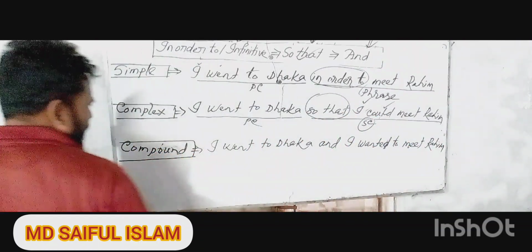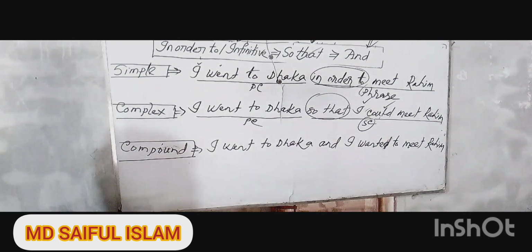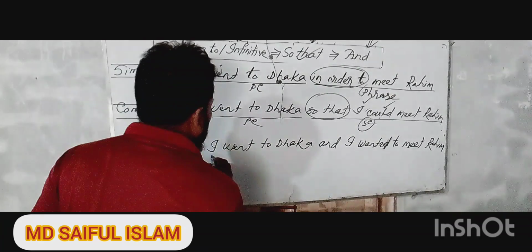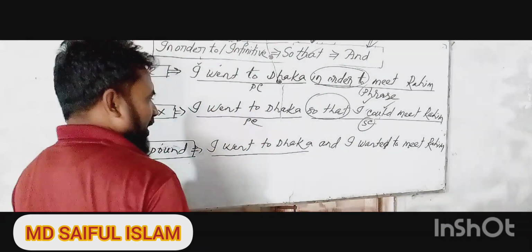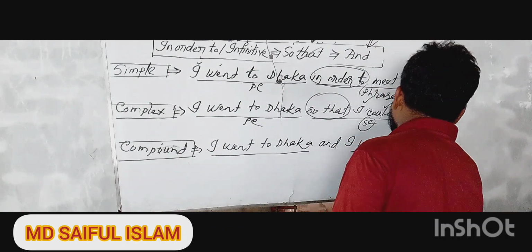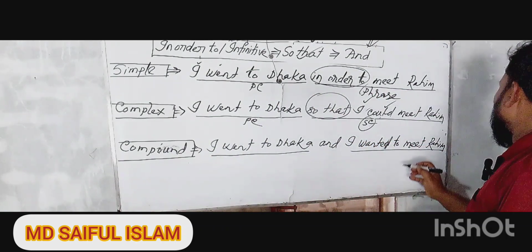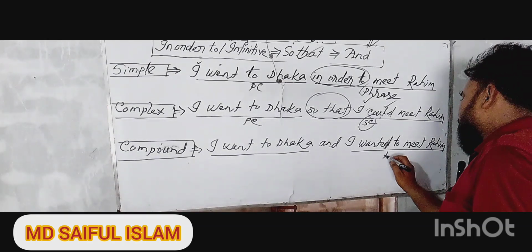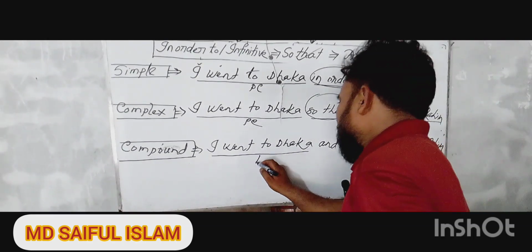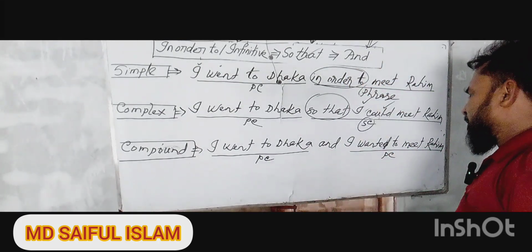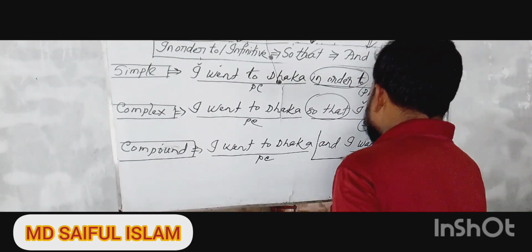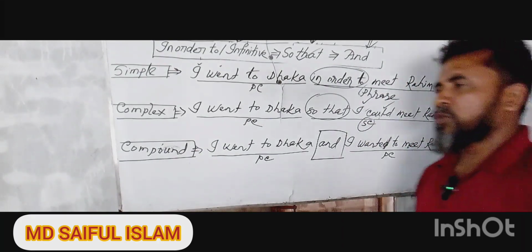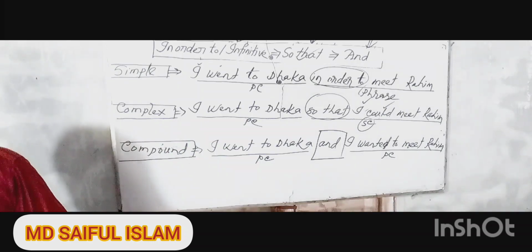My dear viewers, now think about how many portions this sentence possesses. This sentence possesses only two portions. I went to Dhaka, and another portion, I wanted to meet Rohim. My dear viewers, now think about the clauses. This clause is of course a principal clause, and this clause is of course a principal clause, and the two clauses are joined with a coordinating conjunction. And so viewers, now try to reply to my questions.